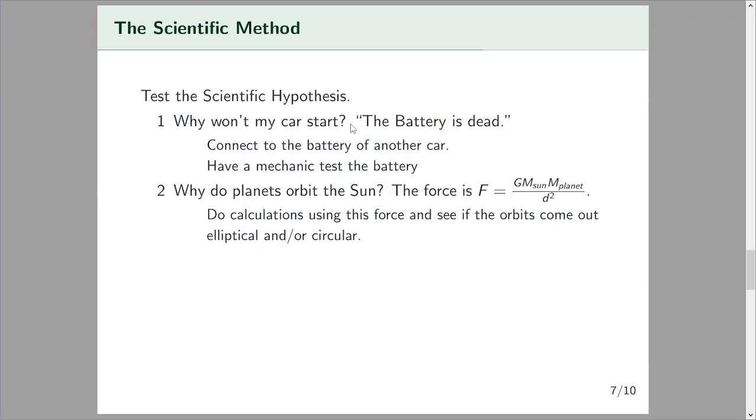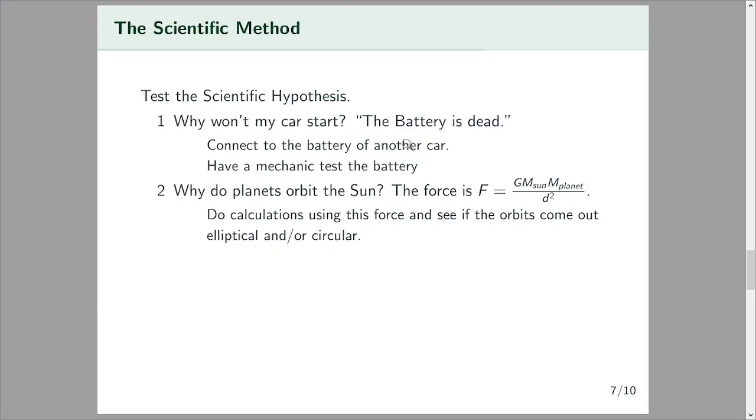And so now we can test the scientific hypothesis, right? Well, why won't my car start? If my scientific hypothesis is the battery is dead, I can connect the battery of another car and see if my car starts. If I disconnect my battery and connect a different battery and my car starts, that's a pretty good indicator. Not completely conclusive, but a pretty good indicator that my battery was dead. Or I can just take the battery out and have a mechanic test the battery, right? Those would be things I could do to test my hypothesis.